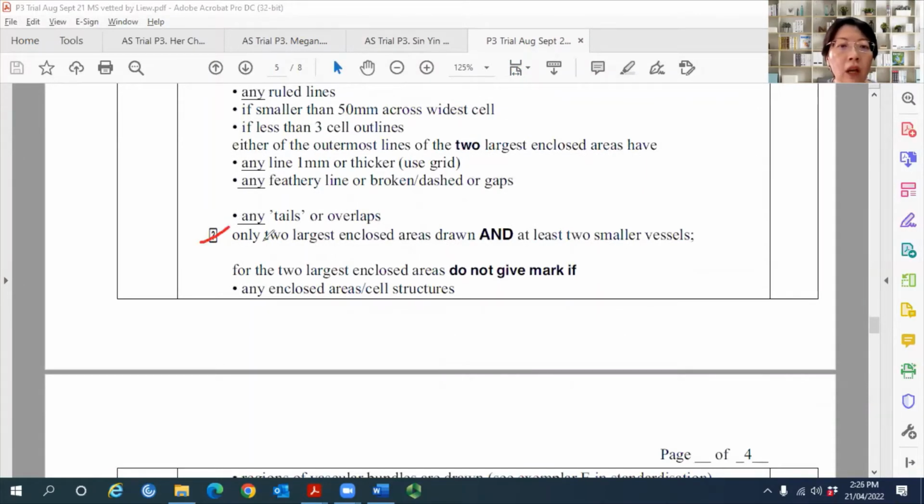Second marking point, only 2 largest enclosed area drawn and at least 2 smaller vessels. That means 2 big cells and at least 2 small cells between them. Okay. Some students I didn't give mark because when they draw these 2 cells here and they draw 2 cells here. How to give mark? You're supposed to draw all the cells between these 2 xylem vessels. So you need to draw 2, that means you didn't answer the question, I won't give mark.